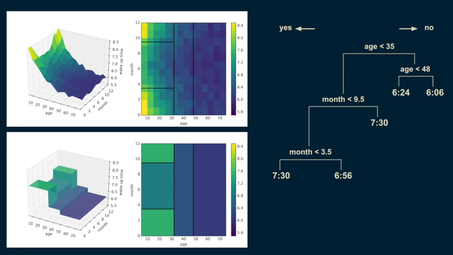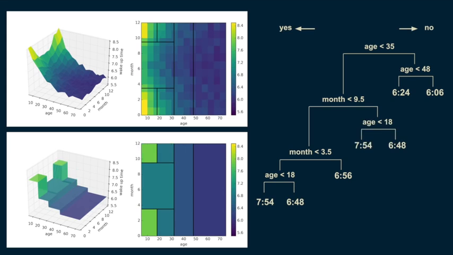We can also go back and subdivide our under 35 winter wake-up times on age 18. Someone under 18 in the winter will wake up at 7:54 as opposed to 6:48 for those over 18.